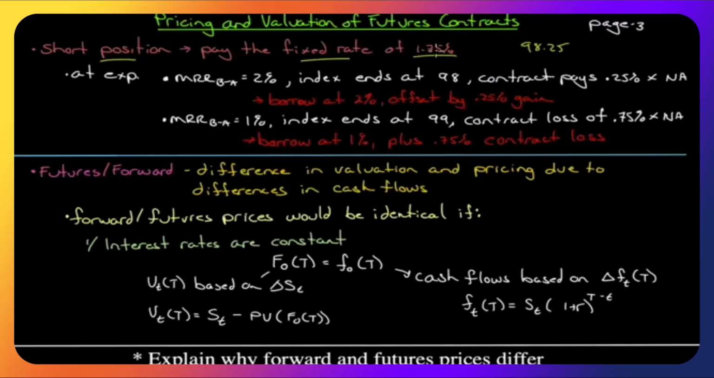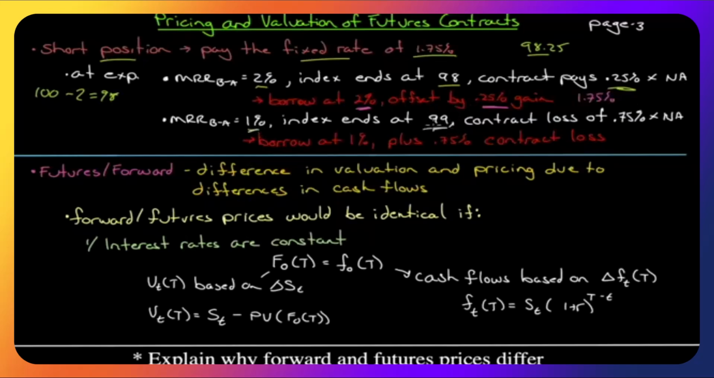So we'll look at the index at expiration under two conditions, at 2% and at 1%. If the index is at 2%, remember it's 100 minus the MRR, so it's 100 minus 2 is 98. We were short at 98.25, went to 98, we win. Index ends at 98, the contract pays 0.25% times the notional amount. However, we have to borrow at 2% in the market now, but it is offset by that 0.25% gain. It costs us 1.75.